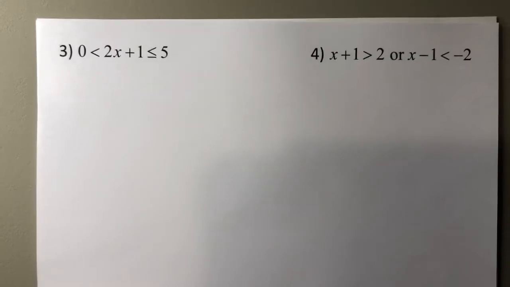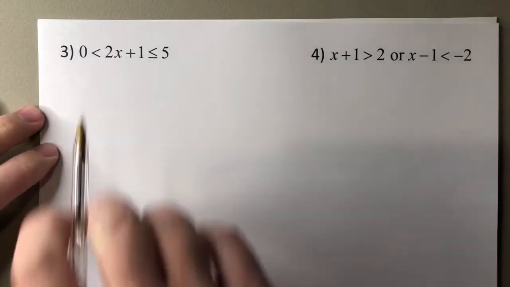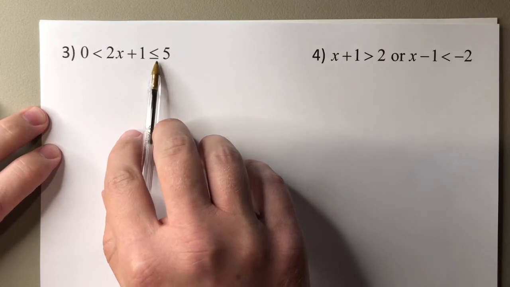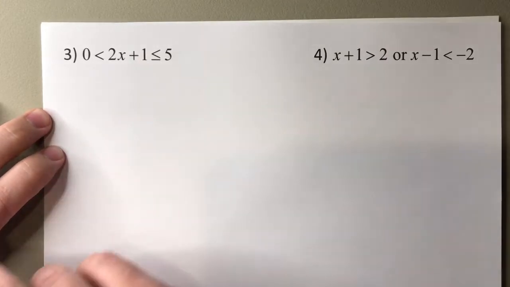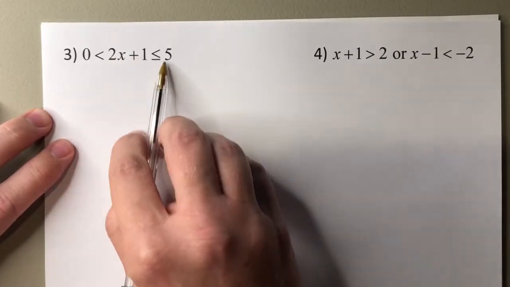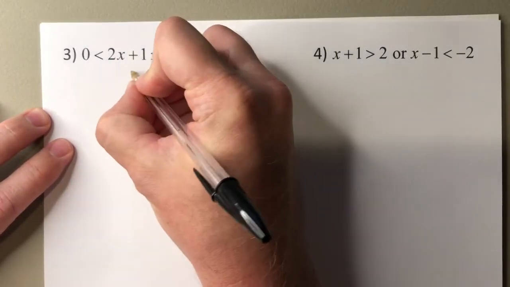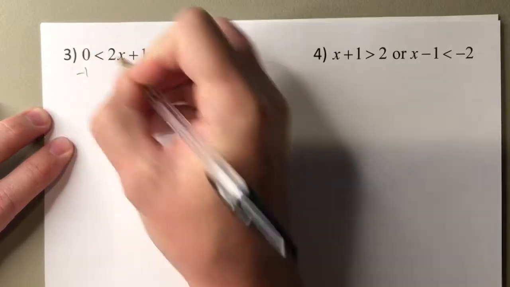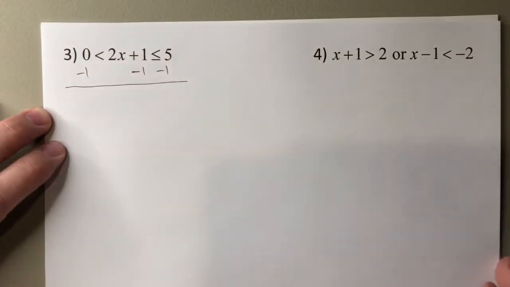Okay, moving on to example number 3. This is a compound inequality. You can solve this in a couple different ways. How I like to solve this is work from the inside to the out. So I'm going to first take away a 1, and I'm going to take away a 1 in 3 places, okay?